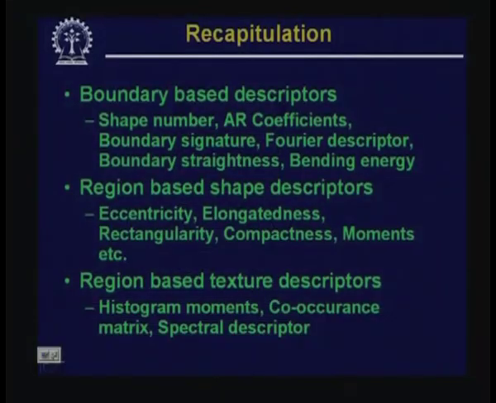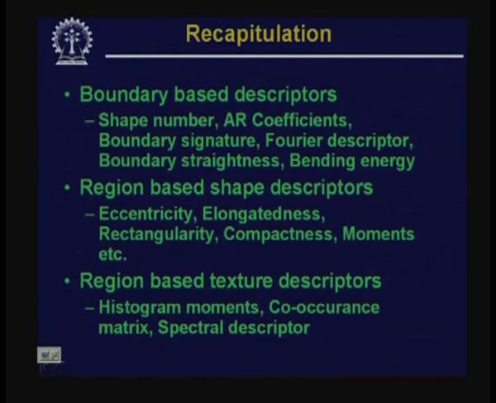So, what we have to do is obtain the length of the major axis and the length of the minor axis, and the ratio of these two is what is known as eccentricity. Then we have seen another region based shape descriptor, elongatedness, and for getting this elongatedness we have to obtain a minimum bounding rectangle, and the ratio of the sides of this minimum bounding rectangle is defined as the elongatedness.